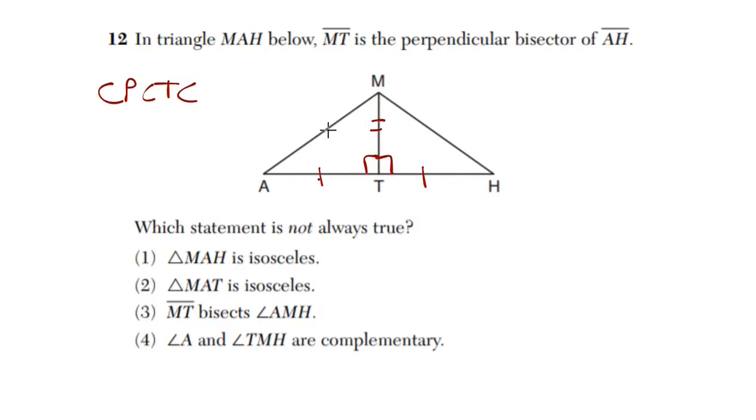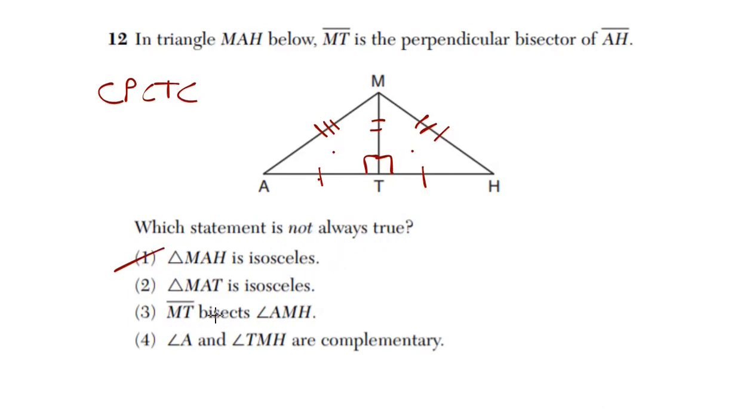AM and HM are corresponding, so they have to be congruent. And if you remember, isosceles just means these two sides are congruent, and that has to always be true because we prove that these two triangles are always congruent based on what they gave us. So it can't be one because that's always true. So that's not always true.